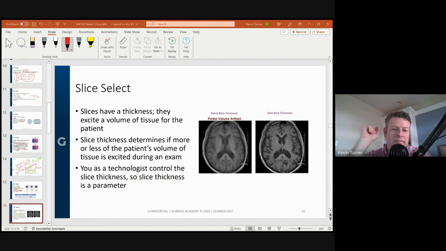Slice thickness is not a time component. We talk about time next week, but it's not a component of time. A thicker or thinner slice does not take you more time.